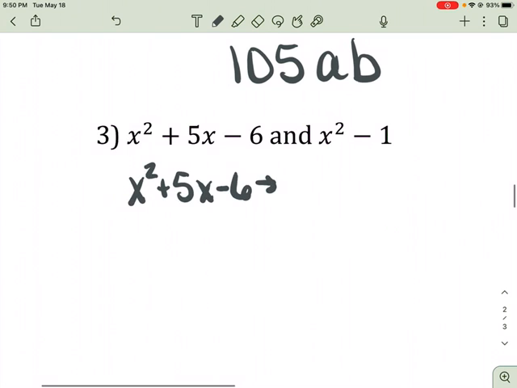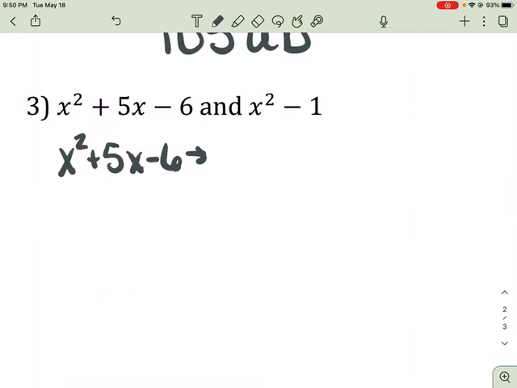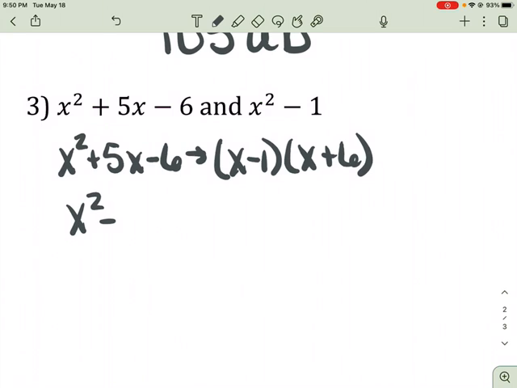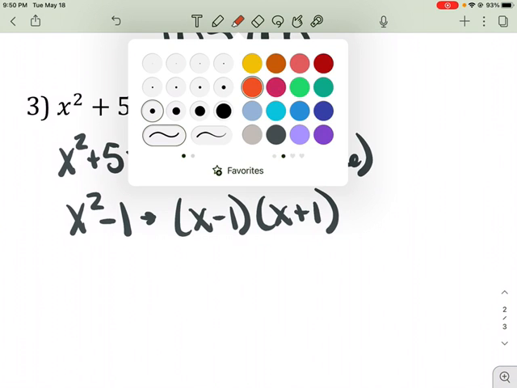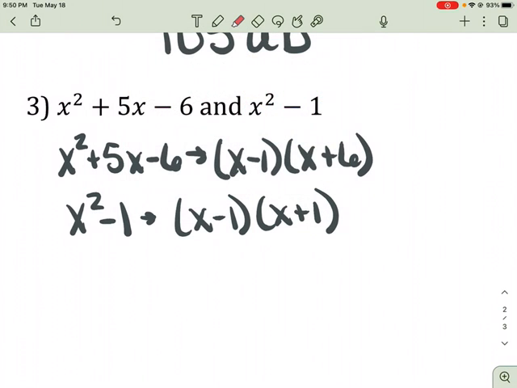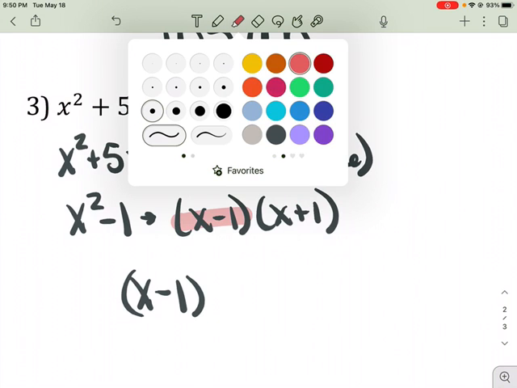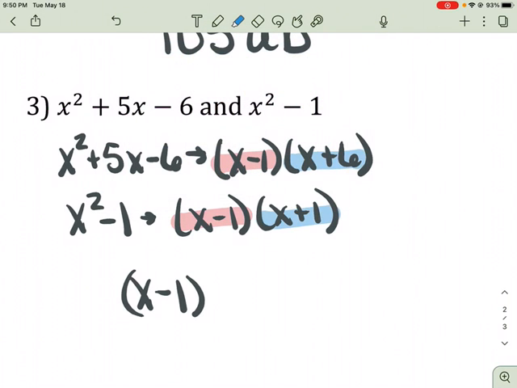So we're going to factor x squared plus 5x minus 6. Factors of negative 6 that add up to positive 5 are not 3 and 2. So that's going to be x minus 1, x plus 6. Factors of x squared minus 1 are x minus 1, x plus 1. Okay, what do they have in common? They have x minus 1 in common. There's your common factor. And then we need to write down the other 2.